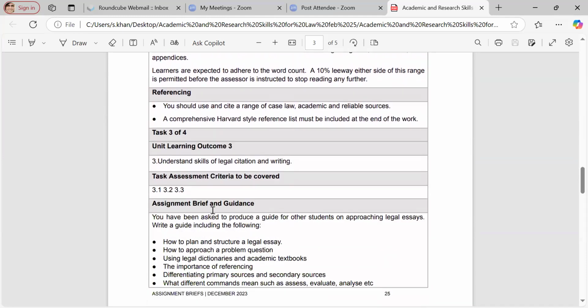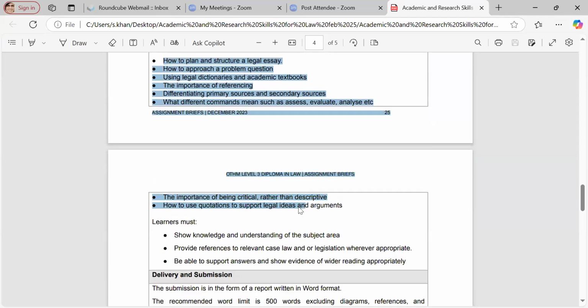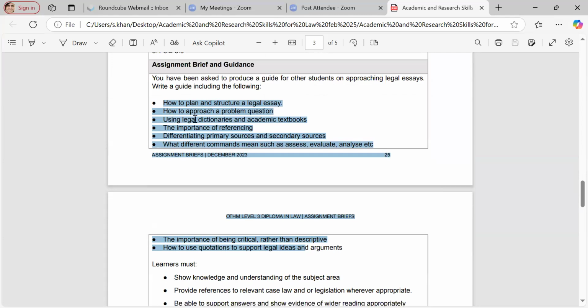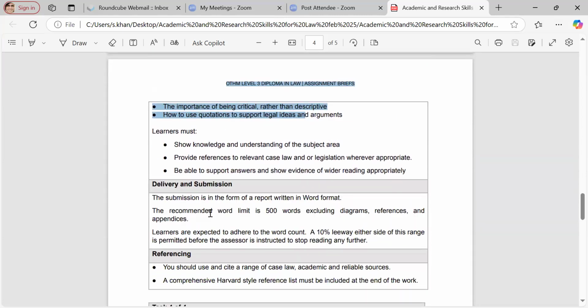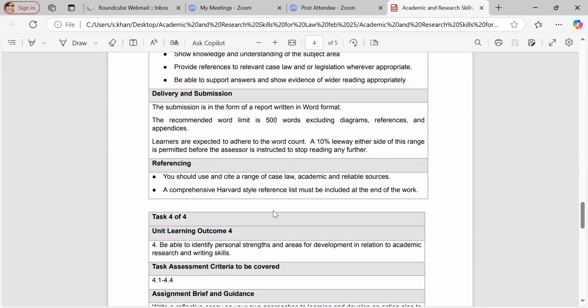Then task 3, which is 3.1, 3.2, and 3.3. In this, you've got 1, 2, 3, 4, 5, 6, 7, 8 parts to it. You would look at each bit, how to plan, and have each bit as a heading, and then write about each part. Okay, so that's task 3. So make sure you look at that in more detail as well. The word count for task 3 is 500 words again, and the referencing is the same, using the Harvard system and citing any cases.